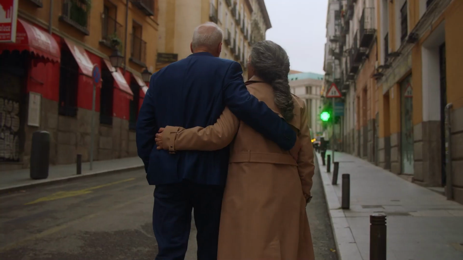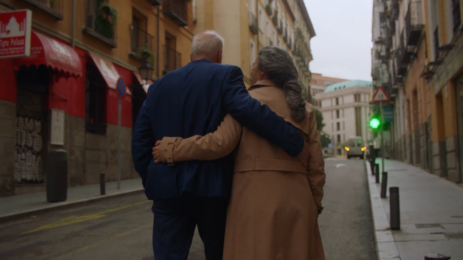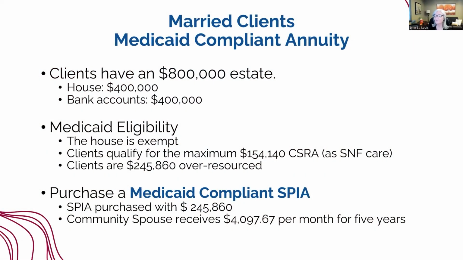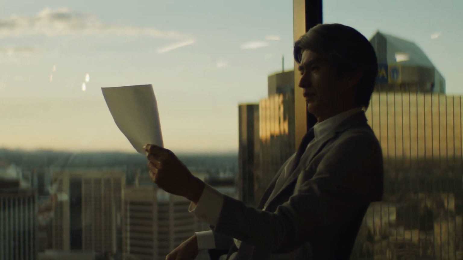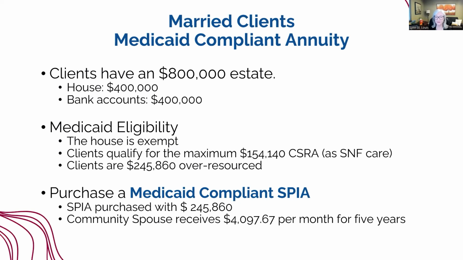If it's a couple, let's look at a Medicaid asset preservation strategy for a couple. In this case, the couple has an $800,000 estate. Their house is worth $400,000. They've got countable assets of $400,000. Remember, the house is exempt. It doesn't count. The sick spouse in this case is in a skilled nursing facility, so they qualify for the higher community spousal resource allowance of $154,000. But they're still over-resourced by $245 some odd thousand. What are they going to do?